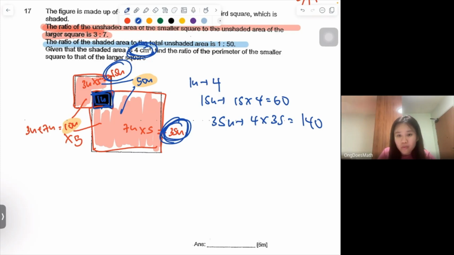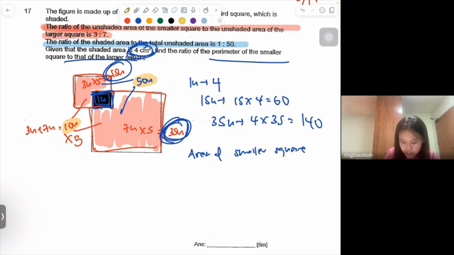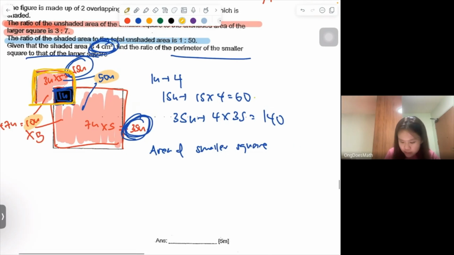So now in order to find the perimeter of the smaller square to that of the larger square, you have to find out what's the area of the smaller square and larger square first. So area of the smaller square, which is this yellow guy over here, is just this plus this. So 60 plus 4, which is 64.